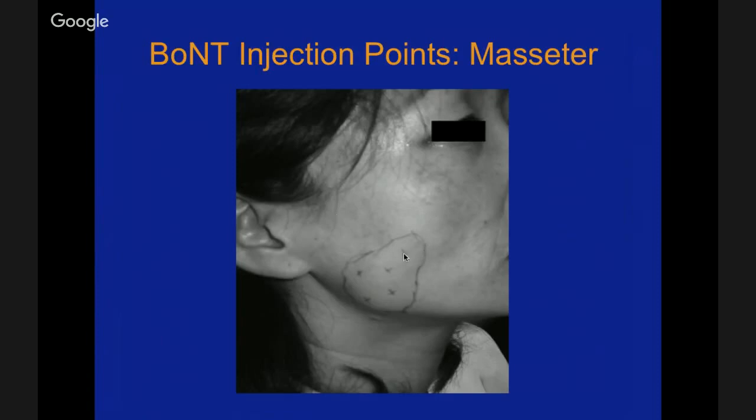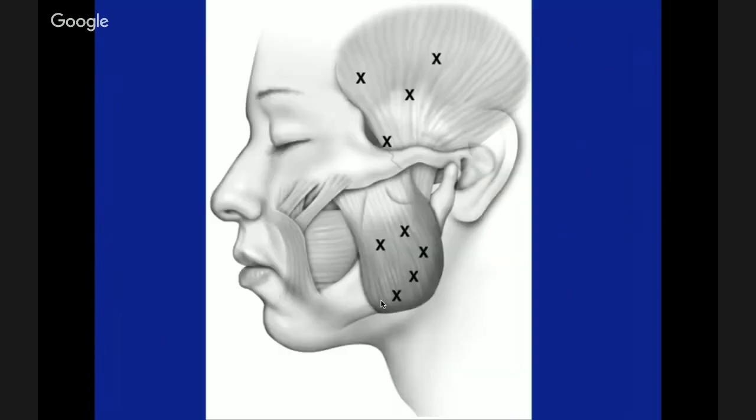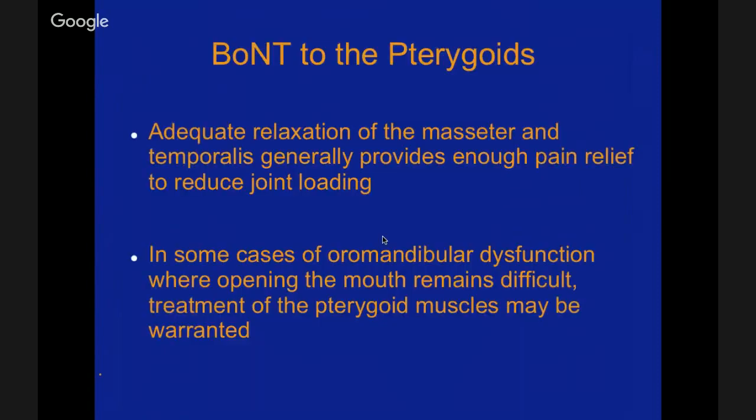And then this is just an example of some of the potential masseter injection points for Botox. And then again, temporalis injection points, masseter injection points for Botox. And you can also use ultrasound guidance to help with these. So Botox to the pterygoids can also be done.